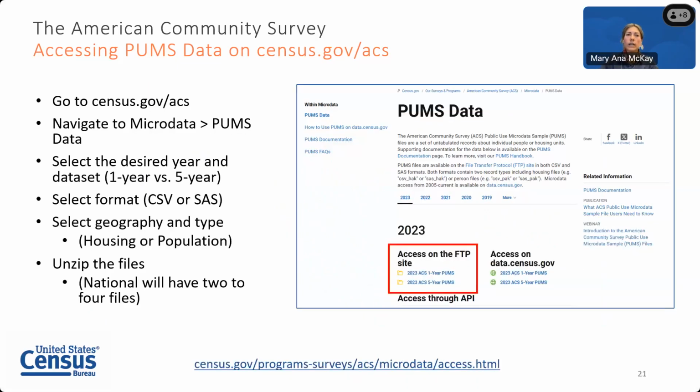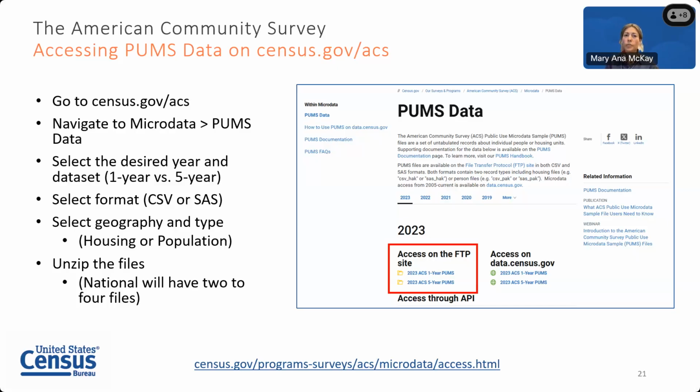So this slide highlights the steps you will take to download the PUMS files from the FTP site from the Accessing PUMS data page. So once you navigate to this page, select the year you are interested in from the year tabs on the page. Then under the heading Access on the FTP site, you will decide whether you want the 1-year or the 5-year. From there, you will see a list of files with a naming convention that identifies whether the file is in CSV or SAS form, whether it is housing or population files, and whether it is a file for the US level or an individual state.